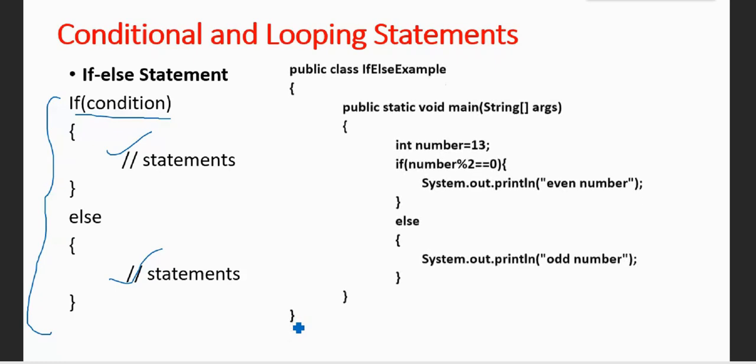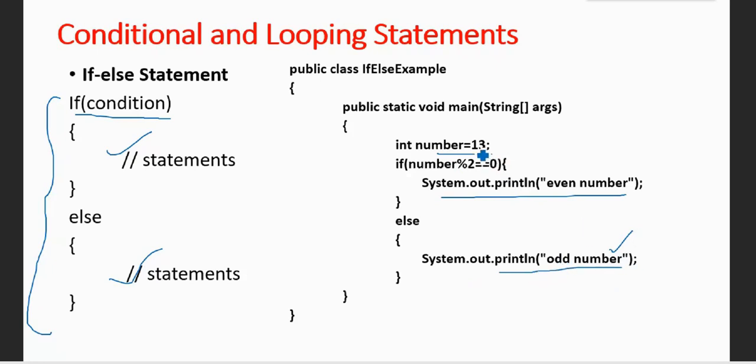Now I have given one example here in the main function. I declared number as 13. Then I added a statement: if number modulo 2 equals 0, then print even number, otherwise odd number. So if the number is 13, 13 modulo 2 gives 1. So the condition fails, and it will print the result as odd number.